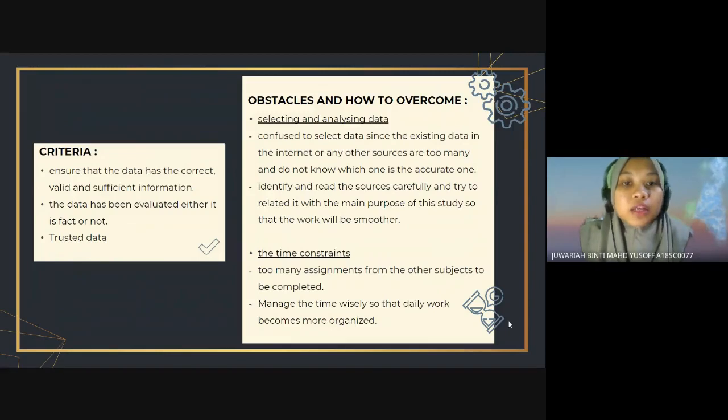The obstacle that I have faced in this project is when selecting and analyzing the data, since the data on the internet or any sources are too many and I do not know which one is the accurate one. How I overcome this obstacle is to read the sources carefully and try to relate them with the main purpose.